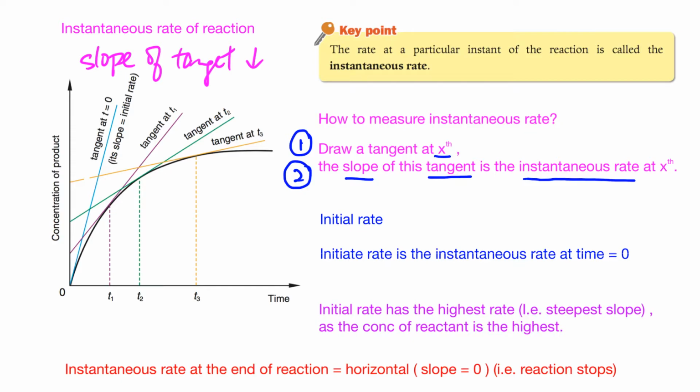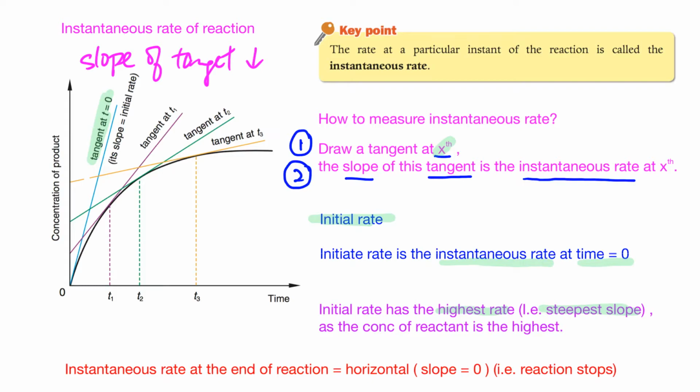So we can conclude that the tangent at time equal to 0, that means this point, will be having the steepest slope. This point, we have a name for that. This one is called initial rate. Initial rate actually is an instantaneous rate at time equals to 0. So when we talk about initial rate, we know that we need to draw a tangent at 0 second, and then the slope of this one will be the initial rate. Initial rate normally has the highest rate because it is the steepest slope. You can see that it is the steepest slope right there.